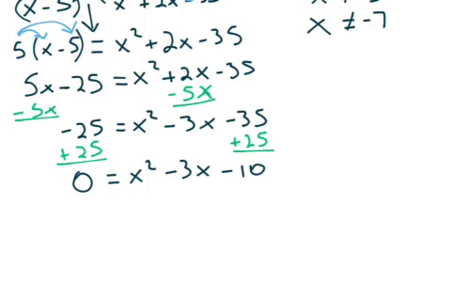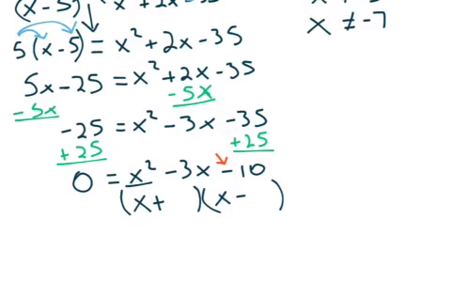So now to solve a trinomial, we want to factor it. So I'm going to break this into two parentheses. X times x is the only thing that can give me x squared. This sign tells me that I am going to have two different signs in here.